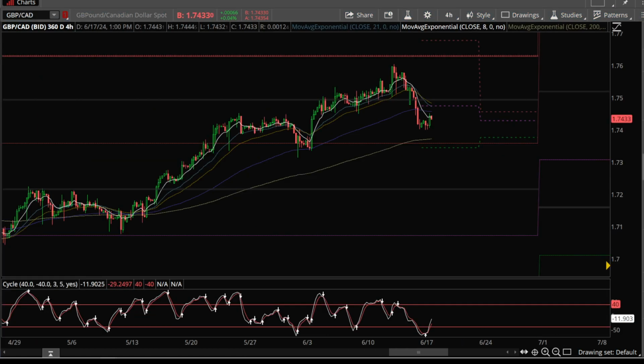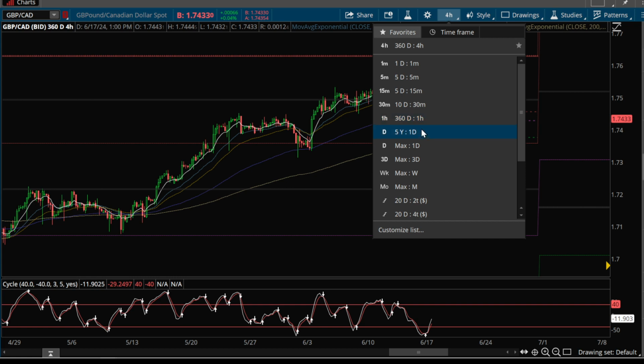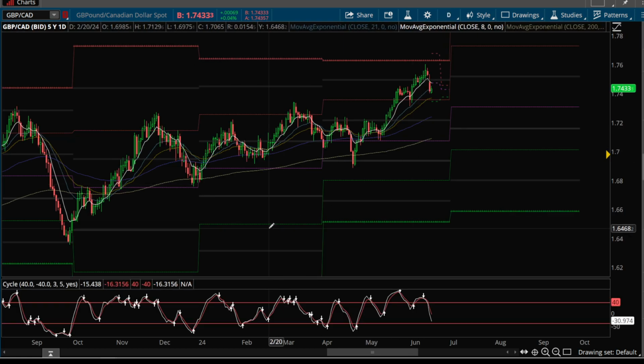So pound CAD, we're coming down to the 200. I like this one as well. But we got pound news rate decision, so we'll see. Maybe we'll come down a little further. I do like this pound CAD though.